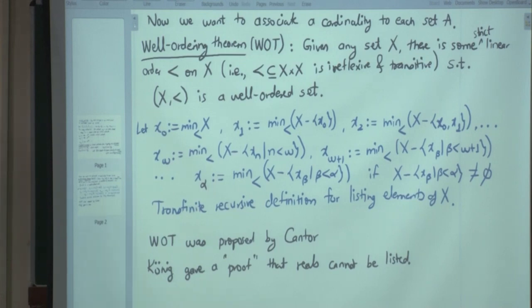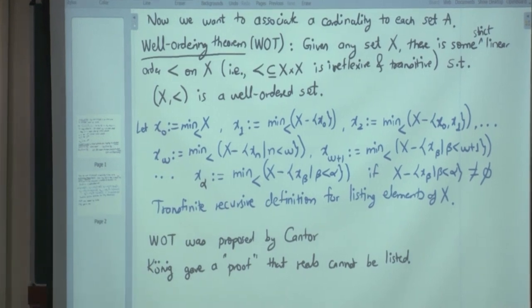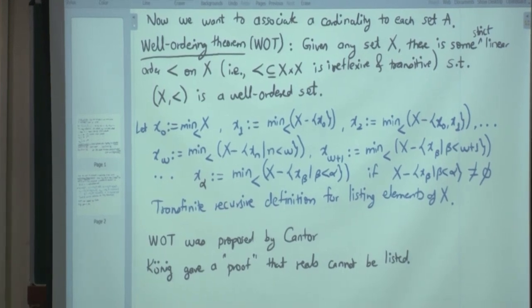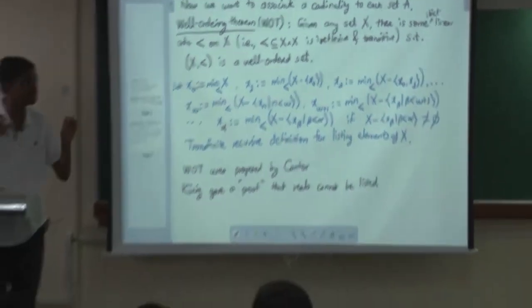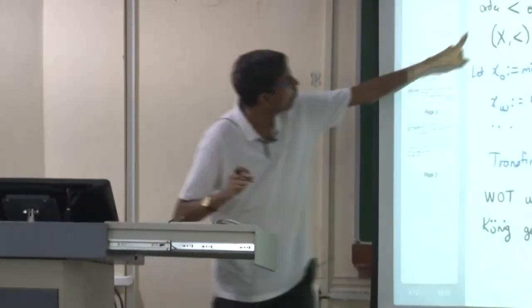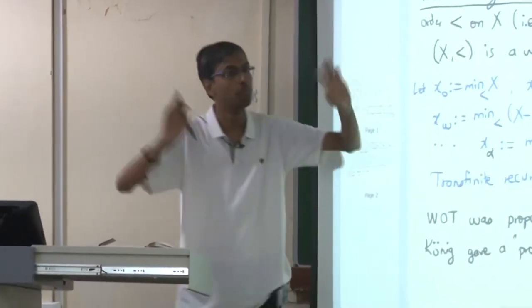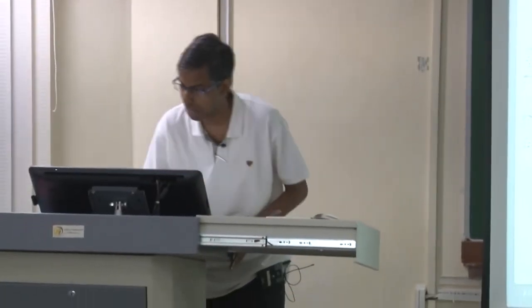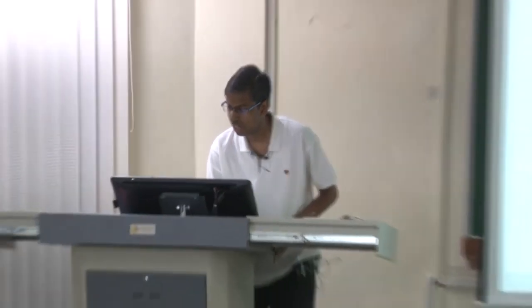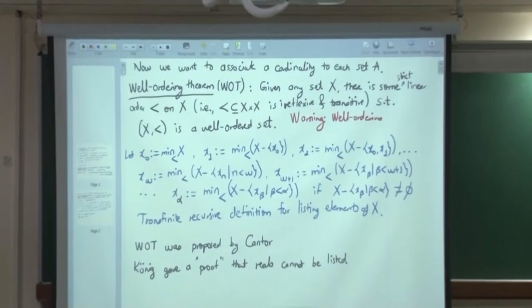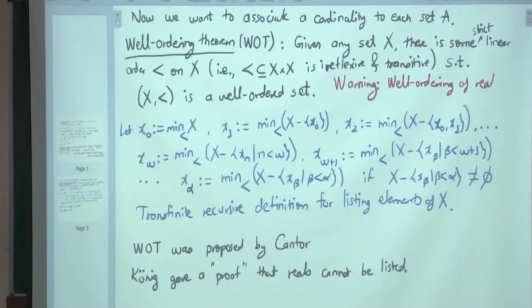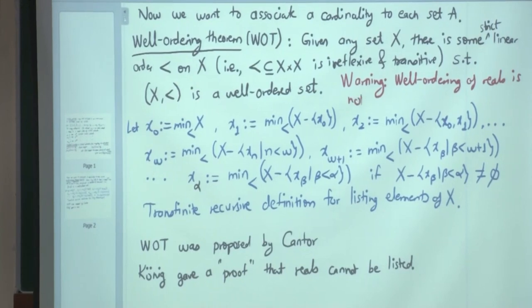When we say real numbers can be well ordered, the warning is that we are not well ordering them with respect to the usual linear ordering. The usual ordering, like pi is less than 4, 3 is less than pi, that kind of ordering is not there. So that's a warning, maybe I should write it here. Warning: well ordering of reals is not the usual ordering.